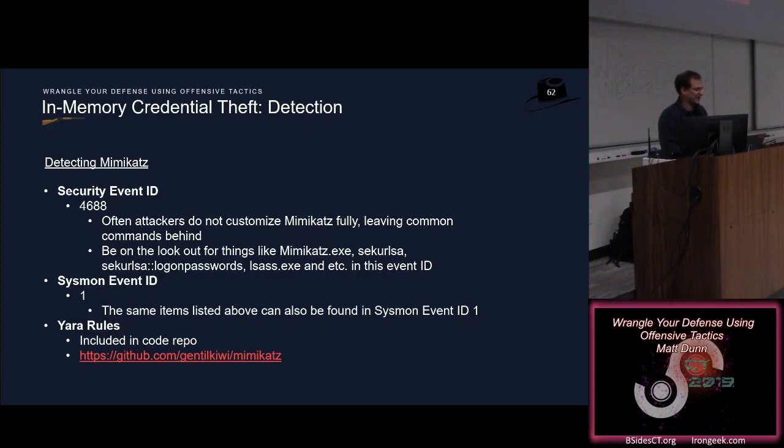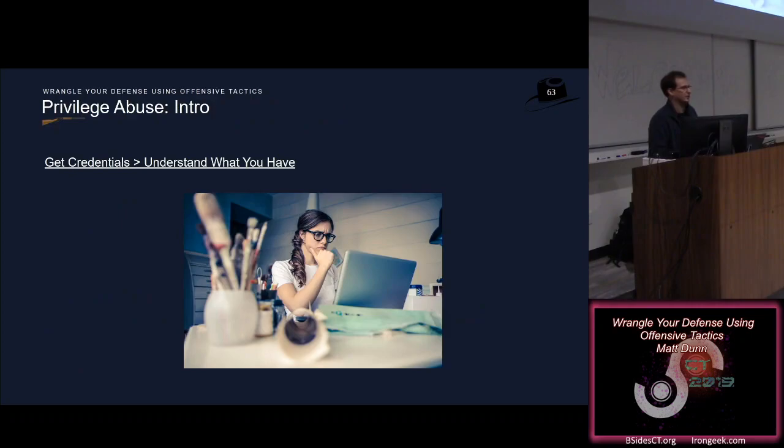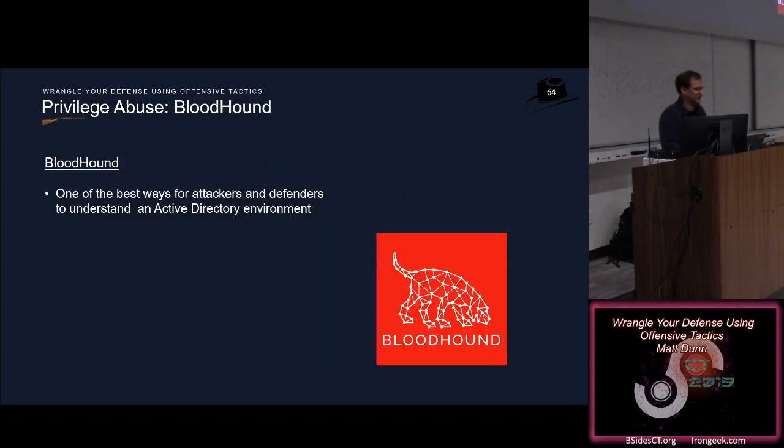You can also detect Mimikatz if you have a SIEM or a tool monitoring event logs. If you look at event ID 4688, you want to look for things like mimikatz.exe, secure LSA. Even if somebody changes the executable, a lot of times they won't change the commands within it, so you can still pick it up by the commands being run. In Sysmon, you can look for the same indicators with event ID 1, and Mimikatz also has YARA rules included on GitHub.